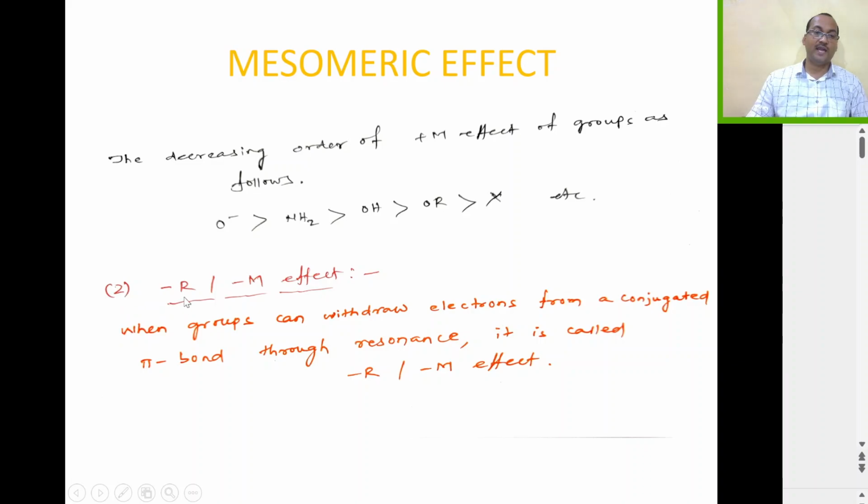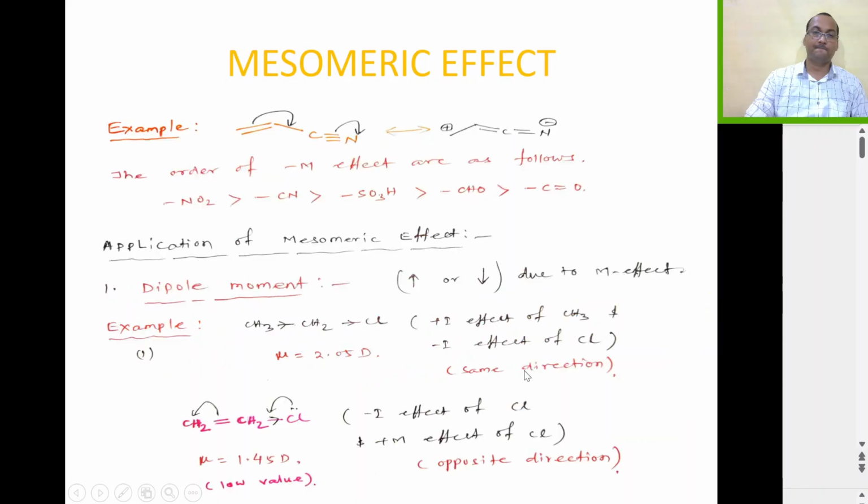Similarly we also have minus R or minus M effect. When groups can withdraw electrons from a conjugated pi bond through resonance, it is called minus R or minus M effect. Suppose we have this system, cyanide, an electron withdrawing group conjugated to a double bond. Here the electrons will be withdrawn towards the cyanide, so you can have a conjugated structure like this.